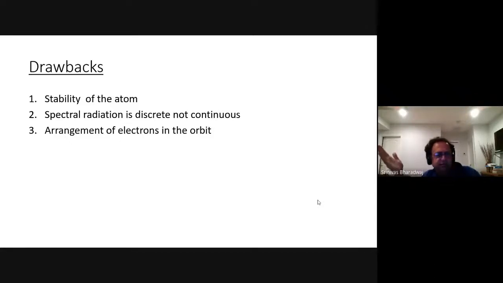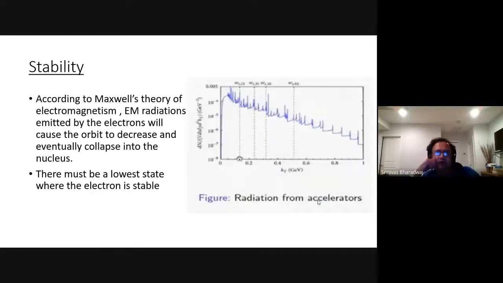Otherwise, if it was going in random directions, you would get random radiation. They weren't seeing that. They were seeing fixed spectral radiations, and to explain that constant was where they needed to understand this better. But the stability issue was like this.